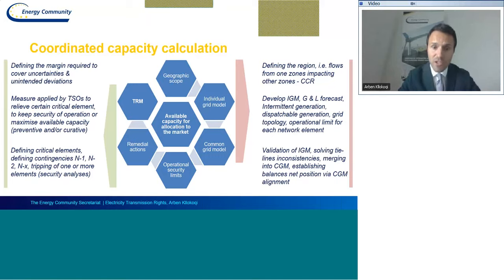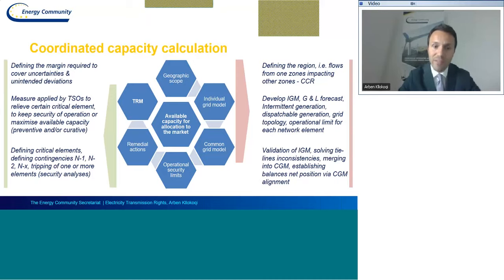Then from the operational security limits, the TSOs will define critical elements and define contingencies, so the N-1, N-2, or N-X criteria. So they do the security analysis based on whether there is a trip of one element or even multiple trips of different elements in the network.